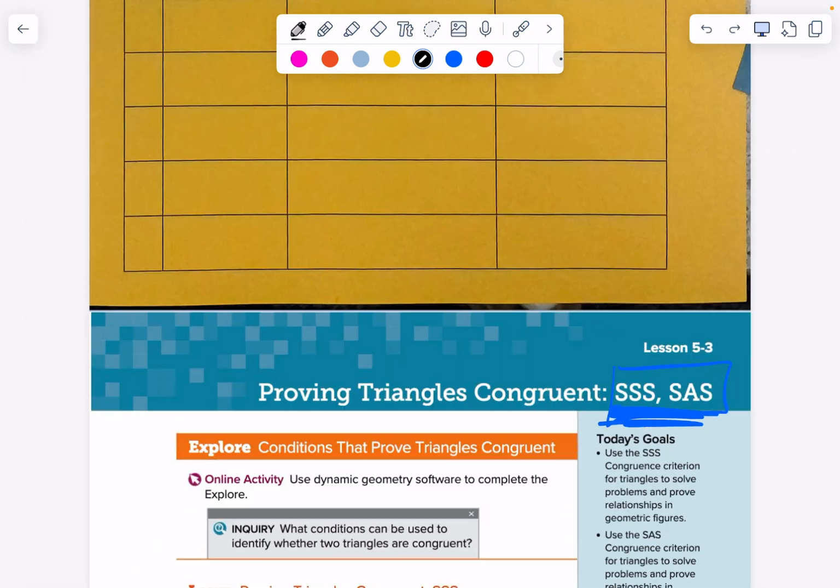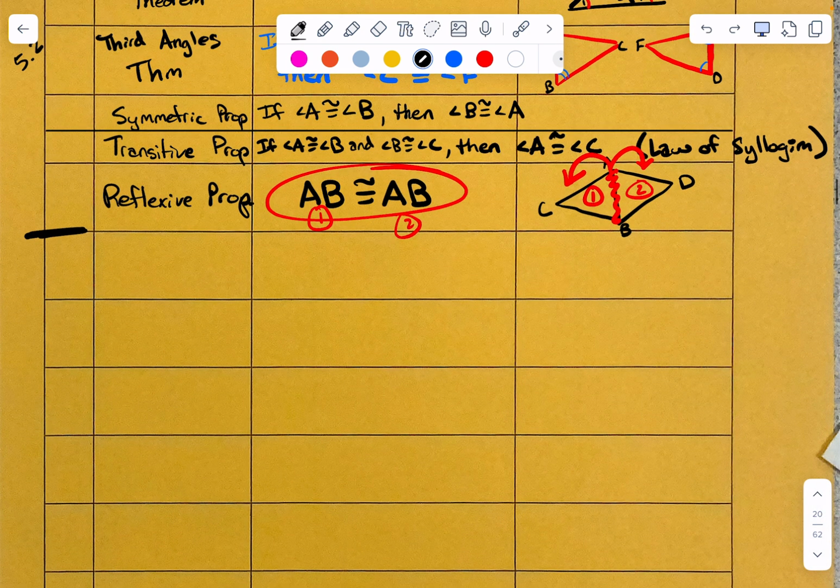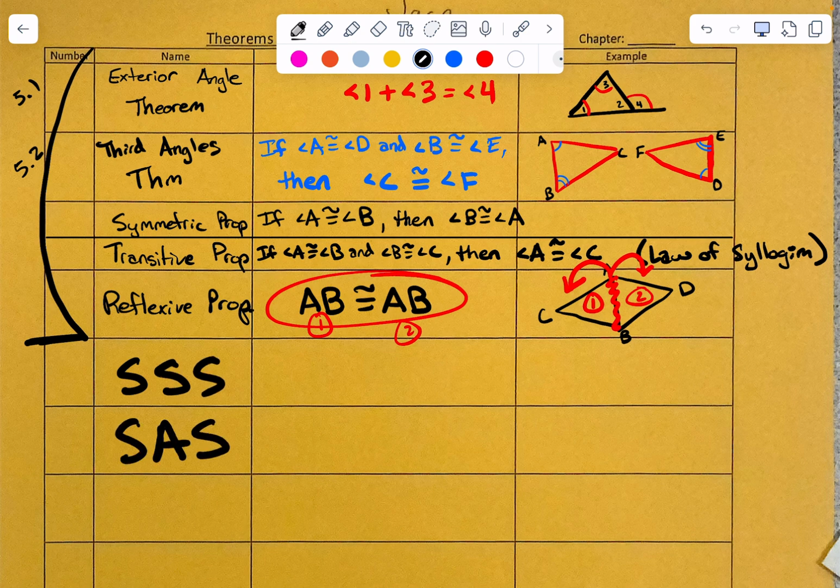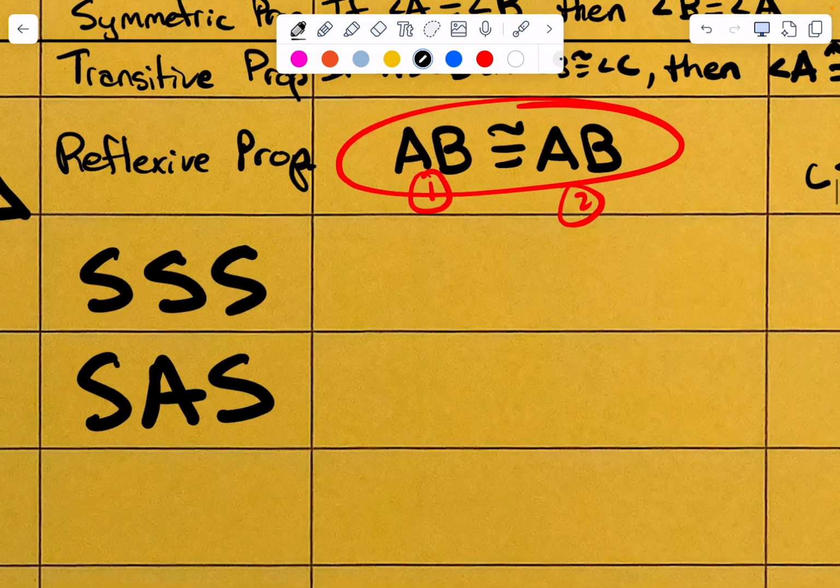Okay? So you need your yellow sheet. We're going to add those two on here. If you haven't written everything down, we are like 4 lines down. So start on the 5th line. And we're doing side, side, side, and side, angle, side. Okay? Side, side, side, side, angle, side.